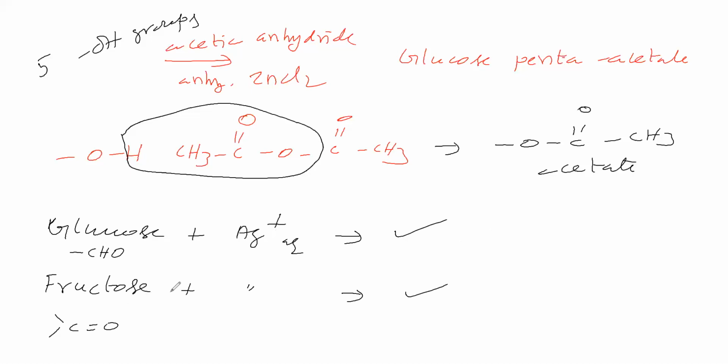An aldehyde reduces Tollens reagent, but ketones do not reduce Tollens reagent. Here, fructose has the functional group ketone. In fructose the functional group is not an aldehyde. Even then, it is reducing Tollens reagent. If it is reducing Tollens reagent, an aldehyde should be there, but in fructose no aldehyde is there; a ketone is there. So we will see the fructose structure. The fructose structure is this one.